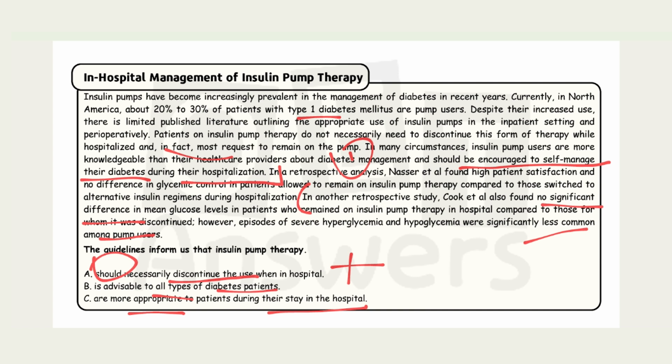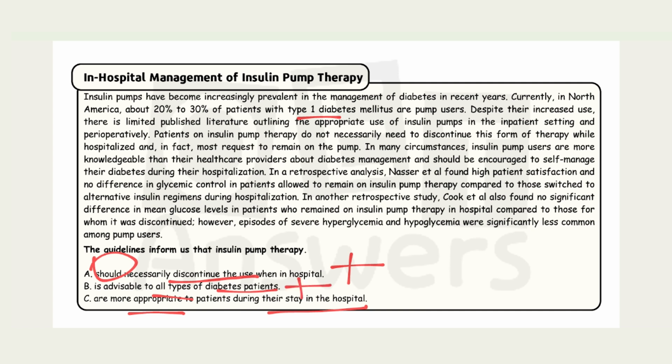So already we have eliminated option A. Coming to option B, it is advisable for all types of diabetes patients. Here, if you read the text, only one type of diabetes is stated, that is type 1 diabetes, which you can see in the second line, right? Other than that, there is no information about all types of diabetes. So this is half information.